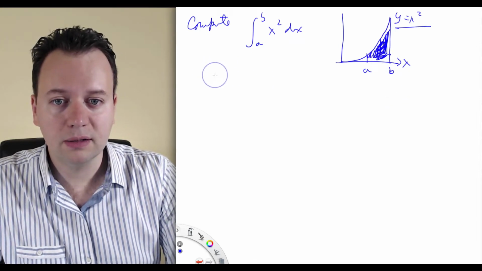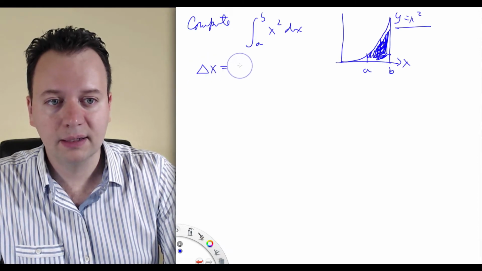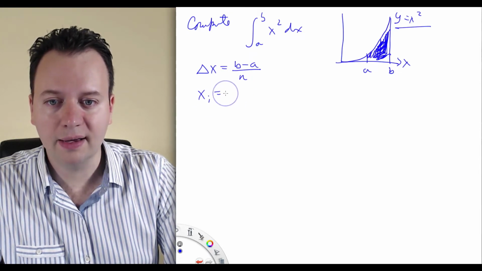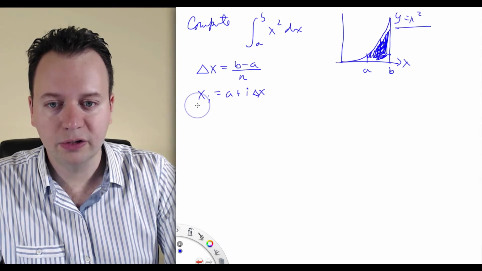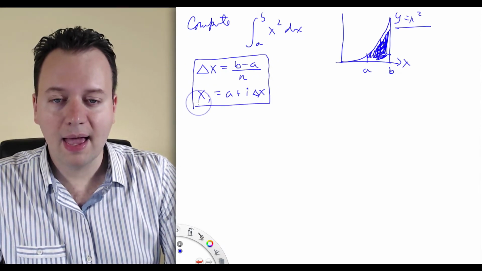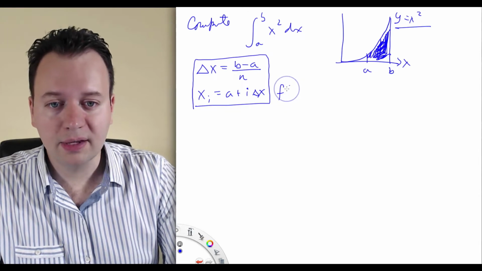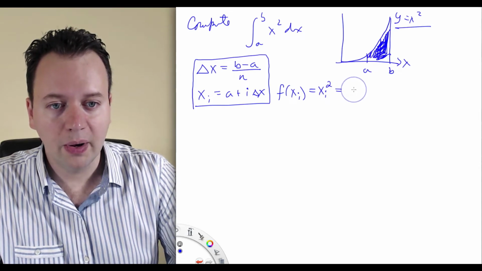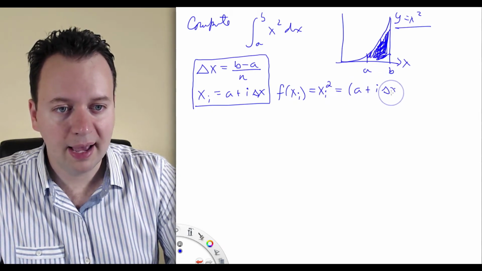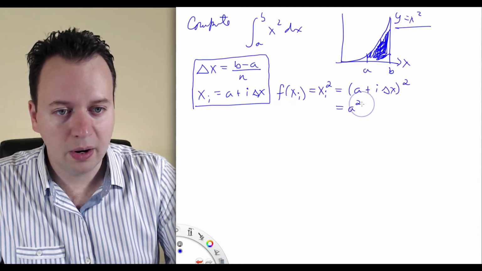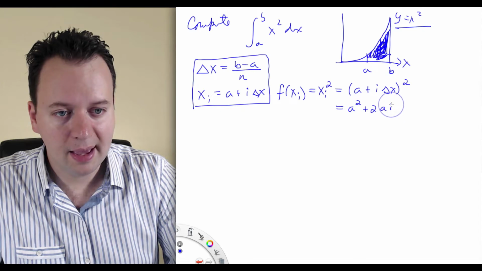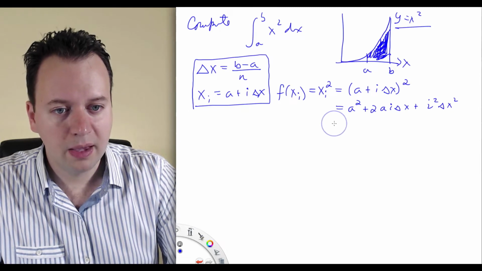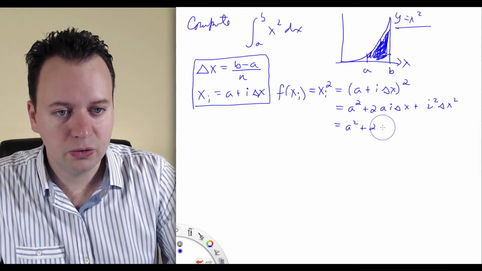As is normal, we have to set up delta x. This is just going to be (b minus a) over n. And then x sub i is a plus i delta x, just as usual. We'll use a right-hand Riemann sum again, except this time f of x sub i isn't equal to x sub i, it's equal to x sub i squared. So x sub i squared is (a plus i delta x) squared. So we get a squared plus 2a i delta x plus i squared delta x squared.